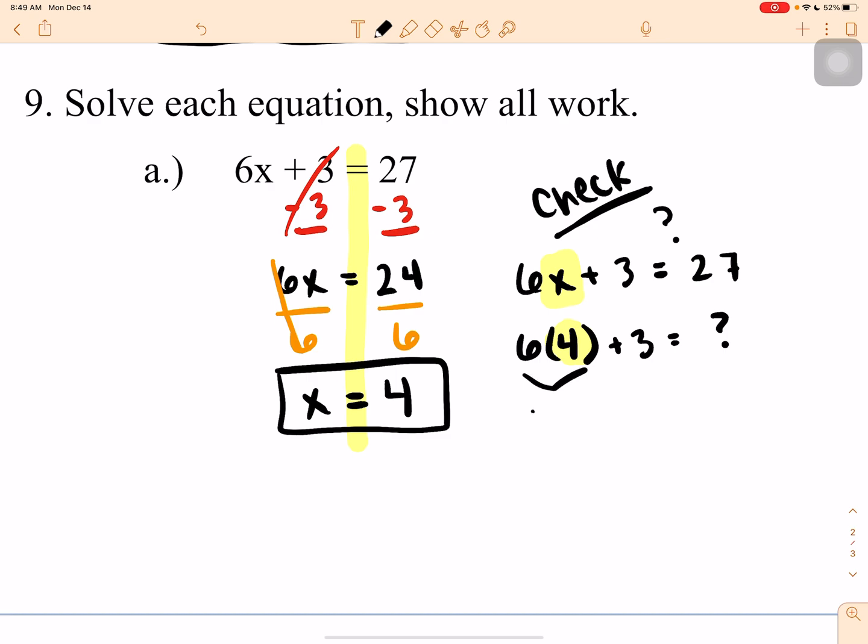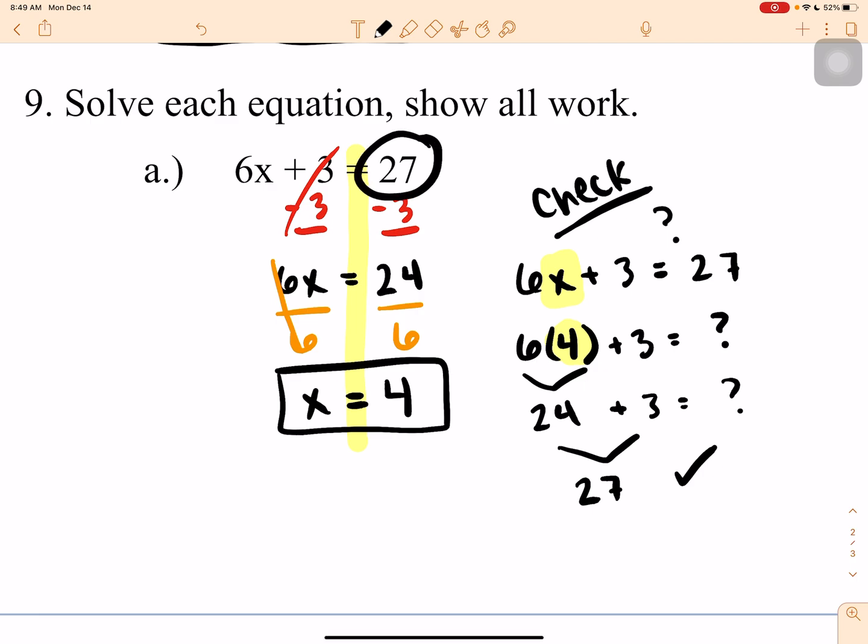6 times 4 is 24 plus 3. 24 plus 3 is 27. So that's good because that's what it told us it equaled in the beginning. Okay, perfect.